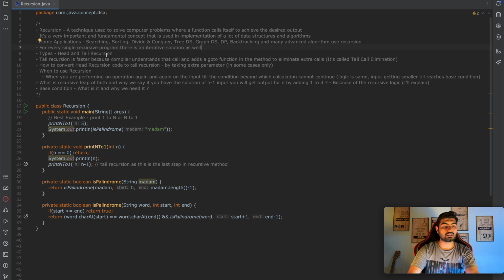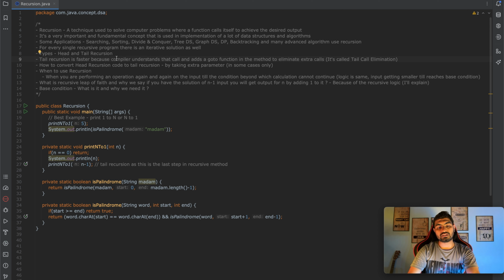Yeah, that's correct. We have two types of recursion, head and tail recursion. Head recursion is where you make the recursive call first and then you perform the logic. That becomes actually slow. And then you have tail recursion, where the last step of your method is the recursive call. And this tail recursion is actually faster than head recursion. I'm going to explain to you why.